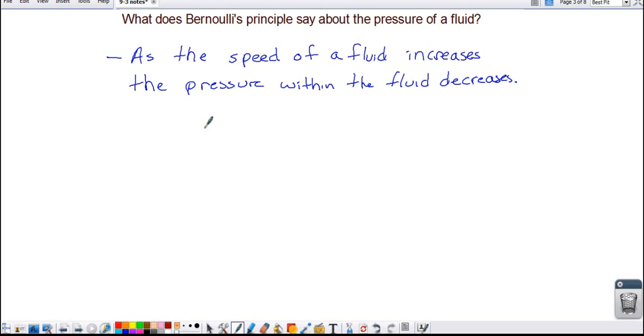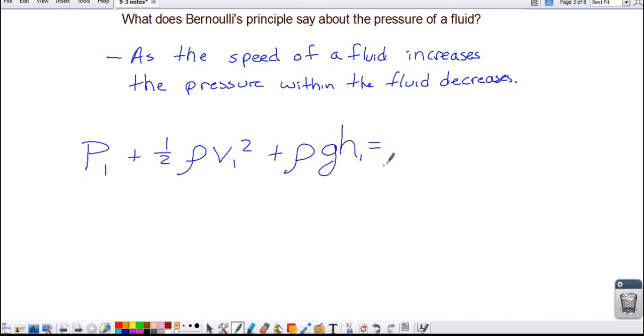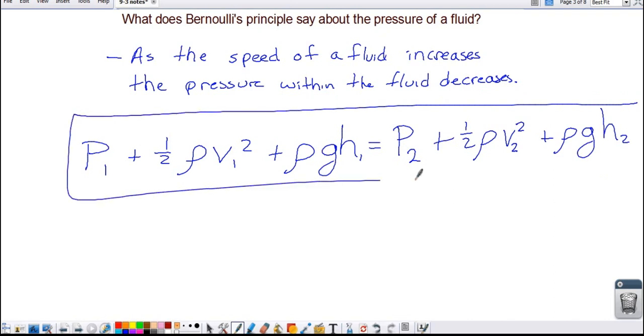Mathematically, it's a little bit of a long equation. What it says is pressure 1 plus 1/2 rho times the speed 1 squared plus the density times the gravitational field times the depth 1 is equal to the same thing at a second spot. So pressure 2 plus 1/2 the density times the speed at the second location squared plus the density times the gravitational field constant times depth 2. So this is the mathematical version, but conceptually it's back up top.